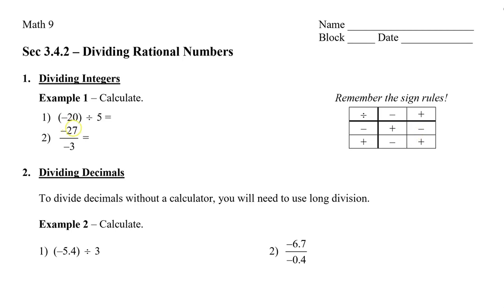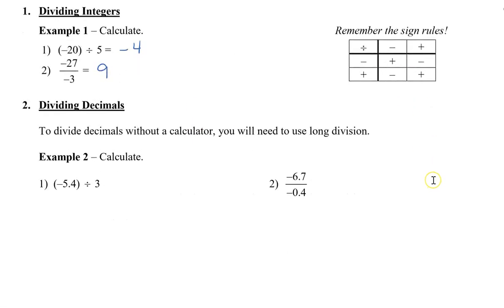So if we take negative 20 divided by 5, we're going to get negative 4. And negative 27 divided by negative 3 is equal to positive 9. So let's take a look now at dividing decimal numbers. So without a calculator, we're going to have to do long division.